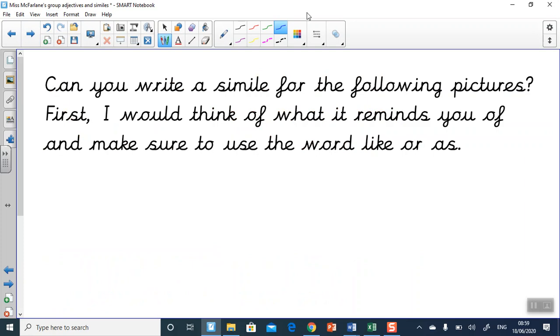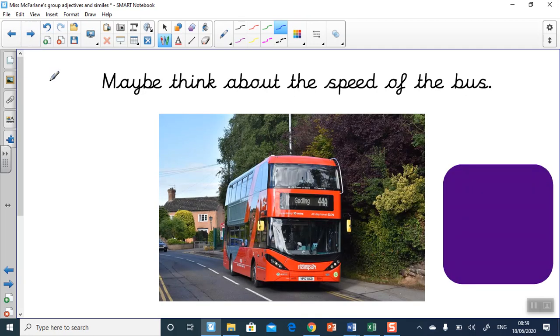So I'm going to show you some pictures on the following slides. What I would like you to do is write a simile for each picture. First, I would like you to think of what it reminds you of and make sure you use the word like or as. So let's have a look here then. We've got a bus, okay? So maybe think about the speed of a bus. Think about how slow something might be, how fast something might be, and use the word like for the bus. So the bus is like, or the bus is as fast as, or the bus is as slow as, and then something on the end. Pause the video and have a go.